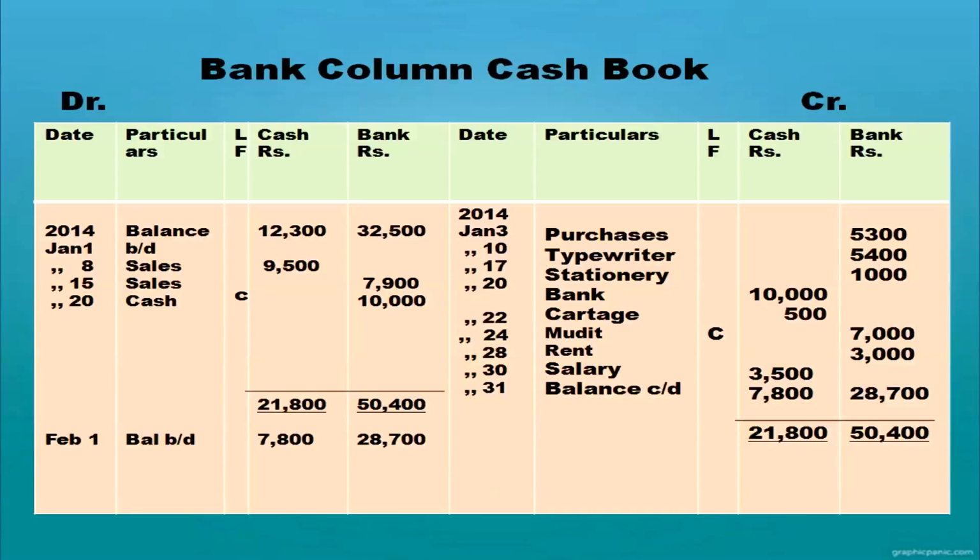Similarly, you are balancing the bank column also in order to find out the bank balance. Biggest total on both sides of the bank column, 50,400. The difference came to 28,700. That balance will be brought down in the beginning of the next month. Balance brought down: 28,700 in the bank column, and in the cash column 7,800.